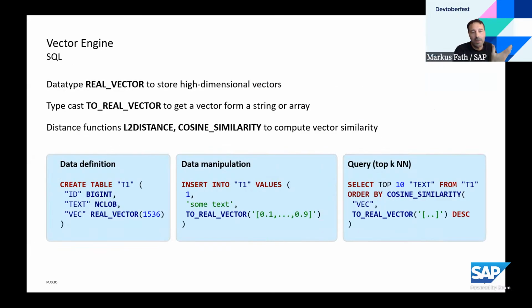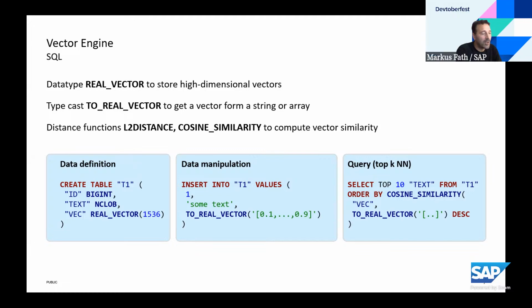Now, the vector engine, if you touch it on SQL, you basically work with this type of SQL syntax. There is the real vector data type depicted on the left-hand side, which you use just like any other SQL data type in order to define your table. On the left-hand side, you see that there is one column called vec, which is of real vector data type. So it's meant to store high-dimensional vectors. In this case, there is a constraint on the dimensionality of the vector. So you can put in vectors which have 1536 elements, which happens to be the size of the vectors provided by the OpenAI ADA-002 embedding function.